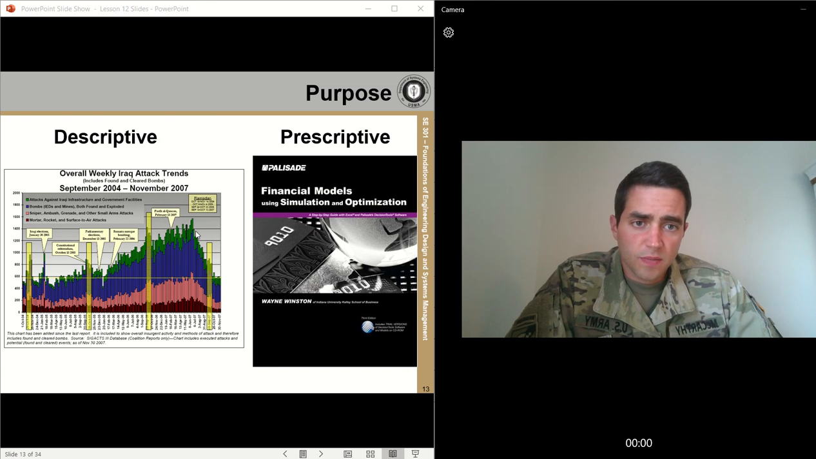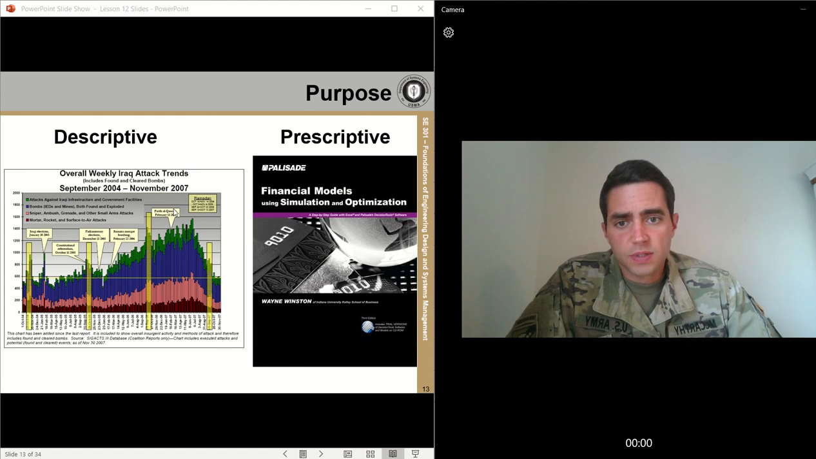So descriptive models can be used and can be manipulated, or at least the data that's underneath them can be manipulated to be prescriptive in nature. But prescriptive models are those that make some prediction about the future and can help stakeholders in their decision making so that they get the optimal outcome.